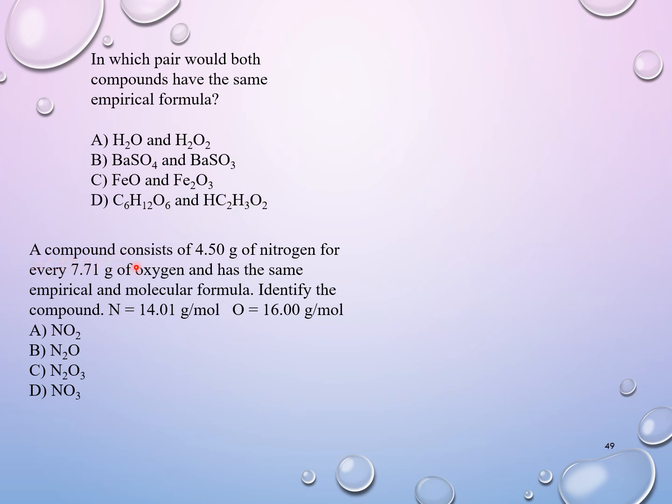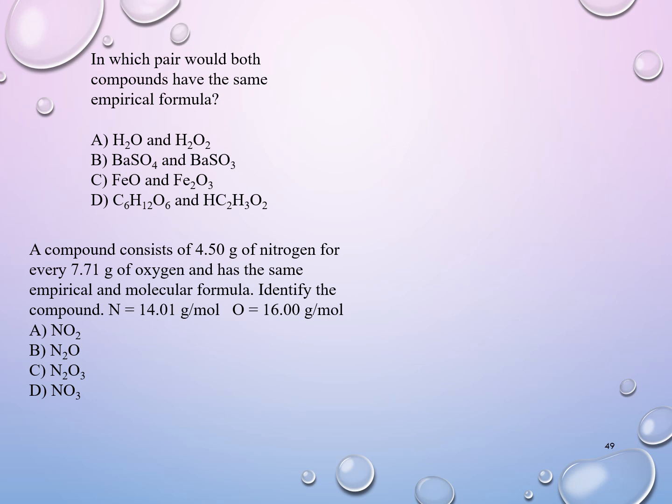And then for the next question, 4.5 grams of nitrogen for every 7.71 grams of oxygen, and it has the same empirical and molecular formula. Well, that's nice. So when you get the empirical, it is the same as molecular. Identify the compound. So N is 14.01 grams per mole, O is 16 grams per mole. So we'll have to do this here. First of all, we take grams of each one. Let's turn it to moles.